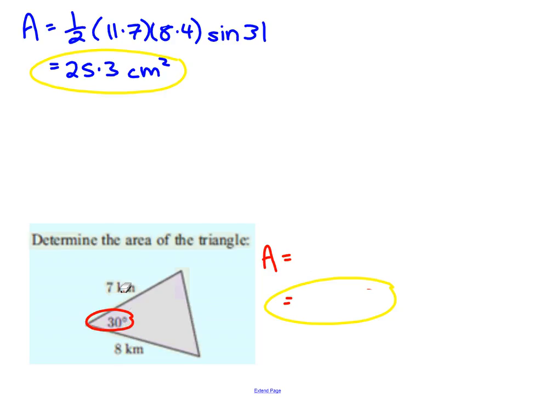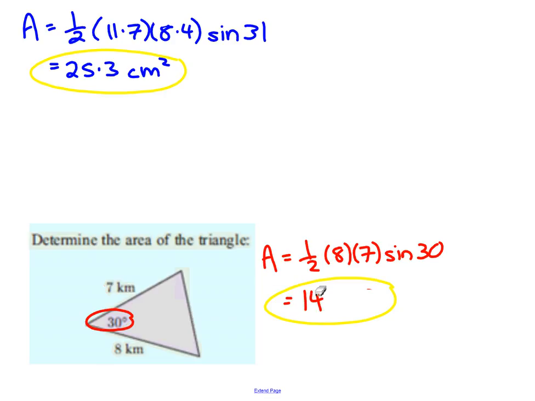Area equals a half. The two sides multiplied together using your parentheses. And then sin of the angle, sin of 30. Plug that into your calculator. Try it out. Maybe you want to pause and just plug it into your calculator now. See if you're getting the right answers. And you get 14. Try to think what the units would be, its area. So it will be kilometers squared, or square kilometers.